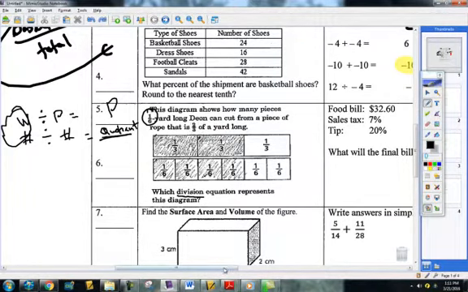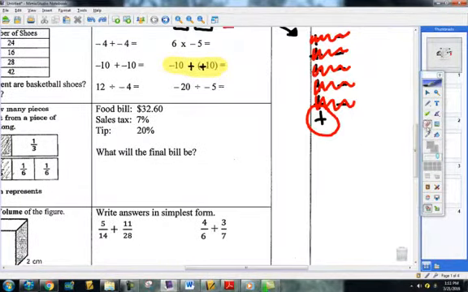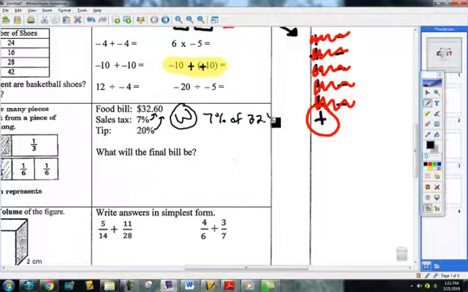Next one. We did one of these on review sheet number 27. There are two different ways to find the percent of this. You could just find 7% of 3260 and do that method, turn this into a regular number. Or you can do the proportion method, which is part over whole equals percent over 100.